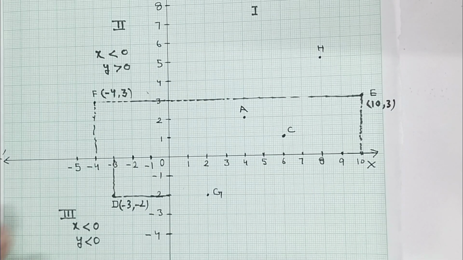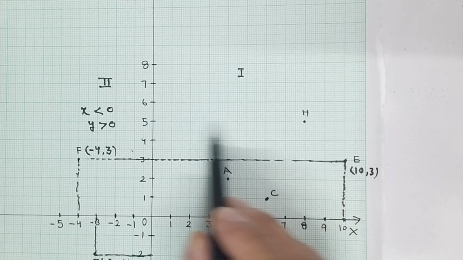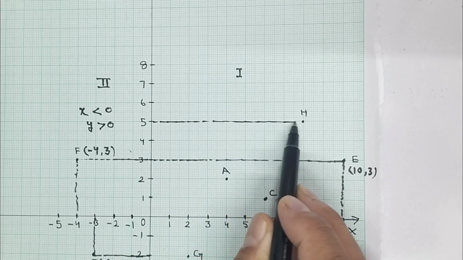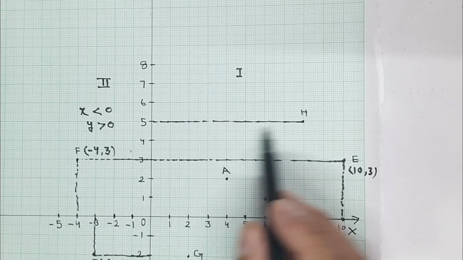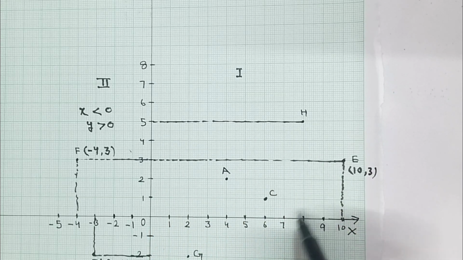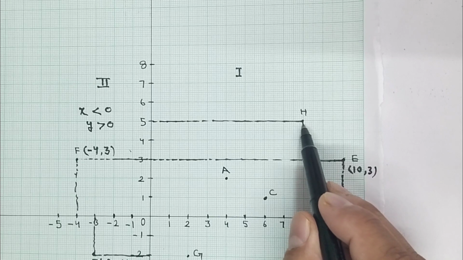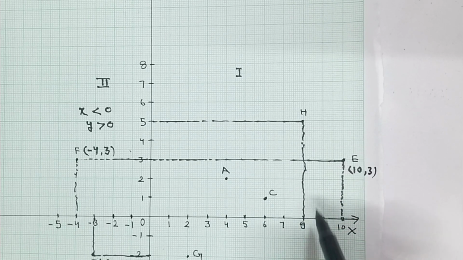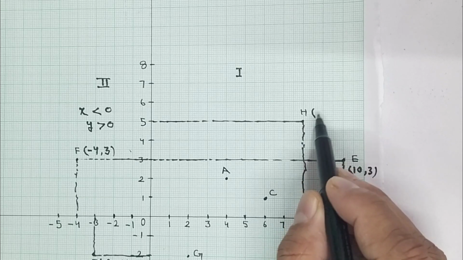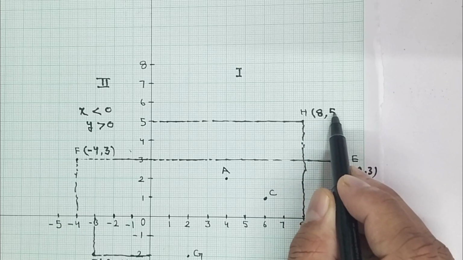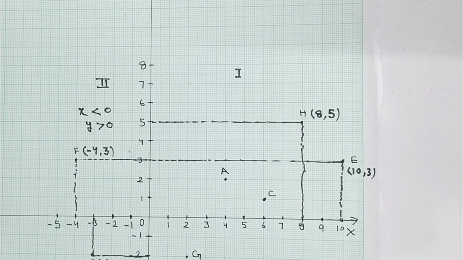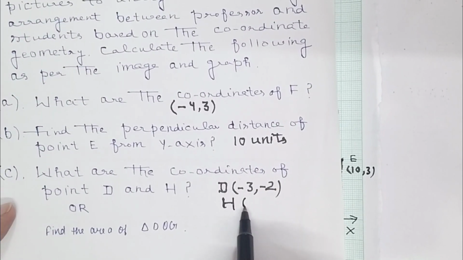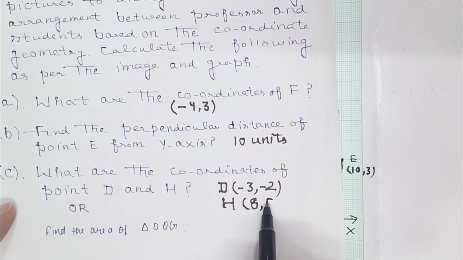Now the coordinates of point H. So this is the point H. If you join it this way, so this is the perpendicular distance of the point H from y-axis, which is 8 units, and this is the perpendicular distance of this point H from x-axis, which is 5 units. So the coordinates will be 8, 5. So here I am writing H has coordinates 8, 5.